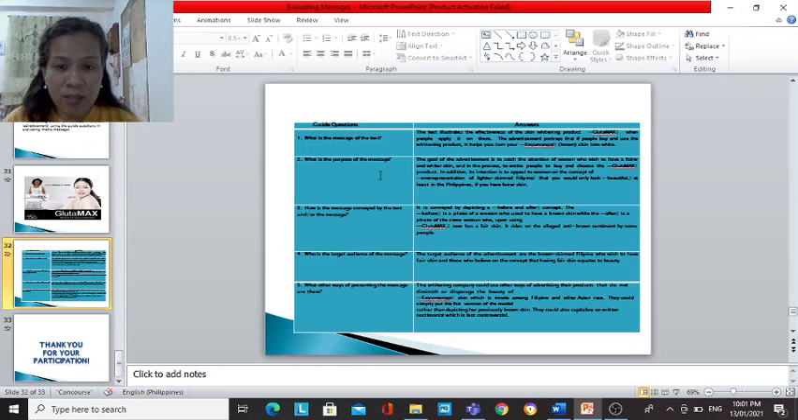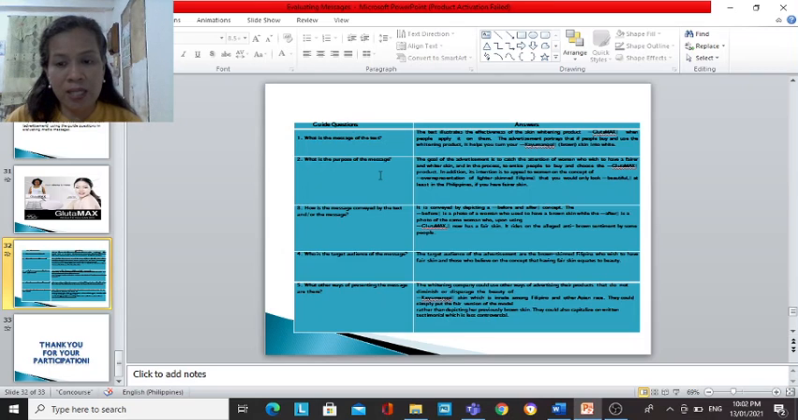And who is the target audience? The target audience of the advertisement are brown-skinned Filipina who wish to have fair skin, and those who believe the concept that having fair skin equates to beauty, like us. And then, what other ways of persuading the image are there? So, the whitening company could use other ways of advertising their products that do not diminish or disparage the beauty of kayumangi skin, which is innate among us Filipina and other Asian races.